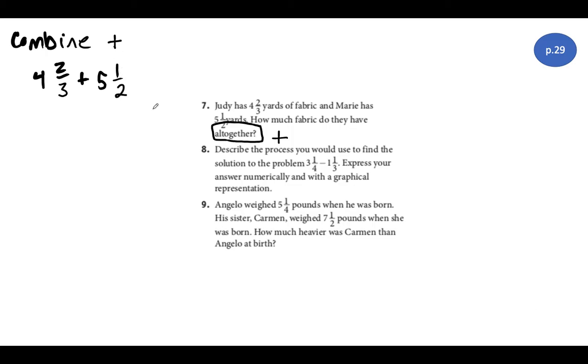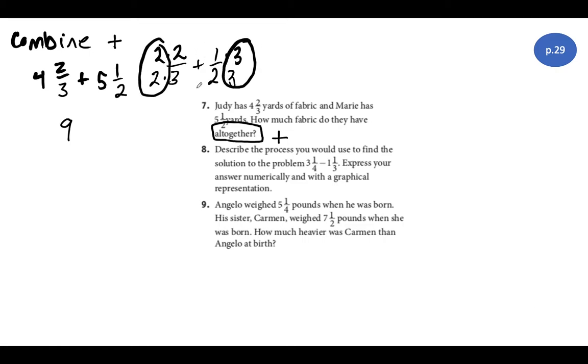Now there's a couple of different ways to do this. We could add the whole numbers. 4 plus 5 is 9. And then we could add 2/3 plus 1/2. Well, 3 and 2 are already prime numbers, so they have nothing in common. So I'm going to need a factor of 2 on this side, and I'm going to need a factor of 3 on this side, and I get 4 over 6 plus 3 over 6 gives us 7 over 6.